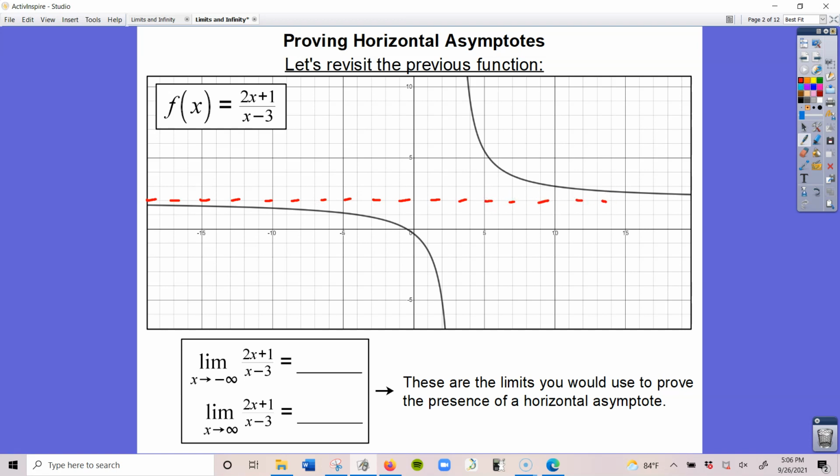Now, if I were to evaluate the limits here on the bottom, we have the limit as x approaches negative infinity of my function f of x. If I look on the left side, the limit is equal to 2. If I look at the limit as x approaches infinity, which is the right side, the limit is also equal to 2. So if we have limits that are approaching some infinity and it equals a real number, these are the limits that we would use to prove the existence of a horizontal asymptote.